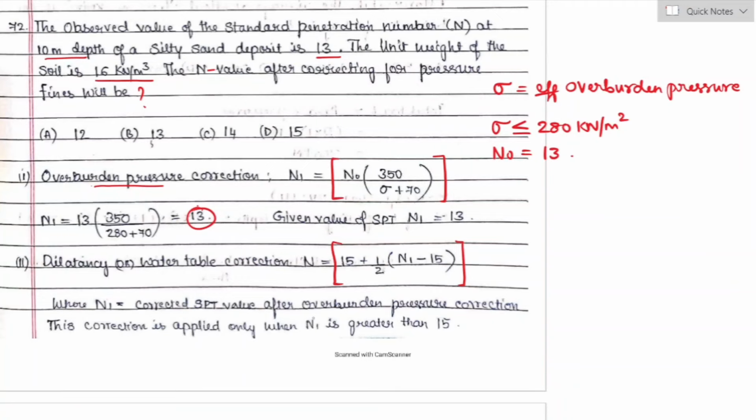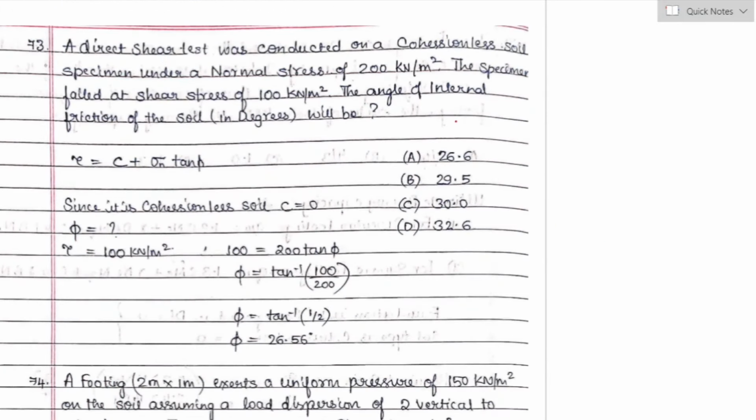This correction shall be applied only when the value of n1 is greater than 50. Since the overburden pressure correction is less than 15, the dilatancy correction shall not be applied. So it shall be restricted to only overburden pressure correction. So the value of n after applying the overburden pressure will be n1 is equal to 13 only. So option B is the right answer.